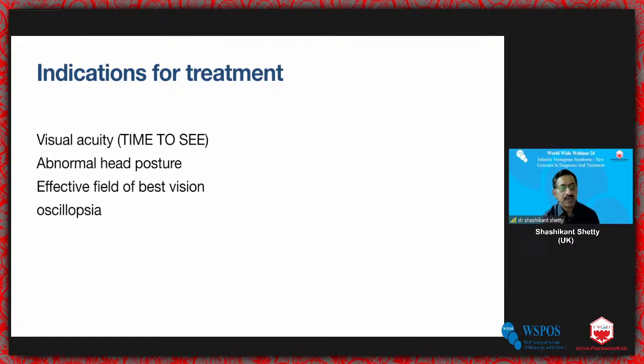And actually, when we treat these patients, we are improving the effective field of the best vision, because we are treating the nystagmus not only in the primary position, but improving the vision in all the 9 gazes. And if they have associated oscillopsia, that also gets better after the surgical treatment. So these are all the indications for the surgical treatment.